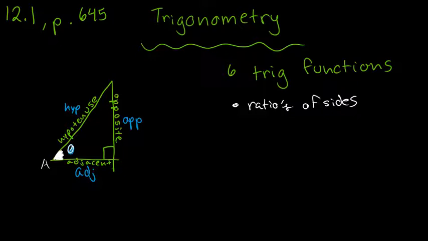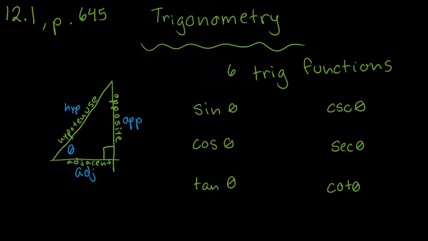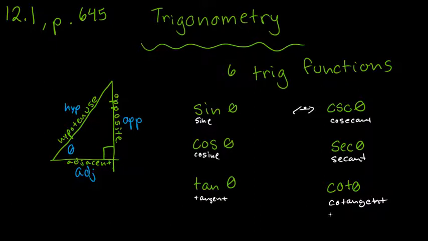So theta. I have 6 trig functions, and those trig functions are sine, cosine, tangent, cosecant, secant, and cotangent. There's a reason why I put the functions the way they are. There's a relationship between sine and cosecant. There's a relationship between cosine and secant. And there's a relationship between tangent and cotangent.